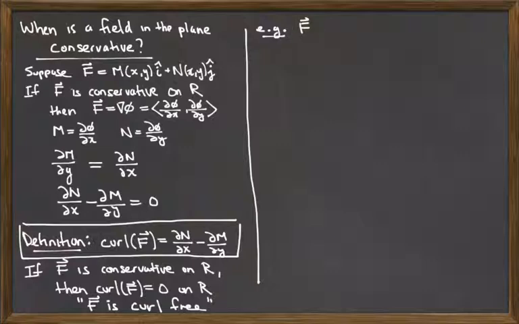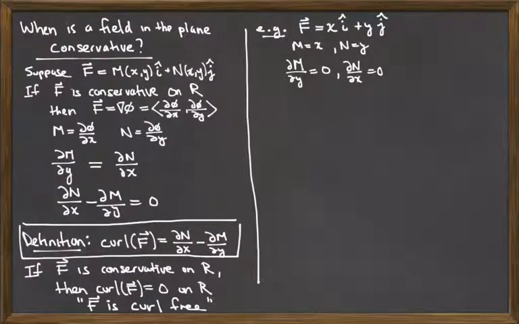Let's look at two examples. I'm going to take the vector field with x and y for the components, and let's compute its curl. M is equal to x, N is equal to y in this case. I take the partial derivative with respect to y of M and the partial derivative with respect to x of N. And because I've got this mixture of variables, y but differentiating with respect to x, I'll get 0.